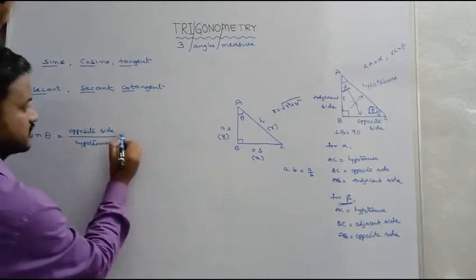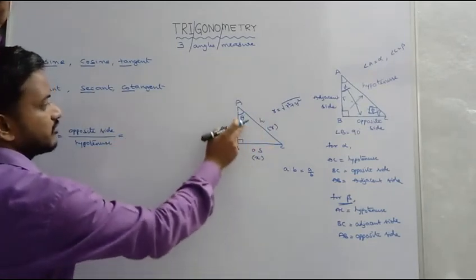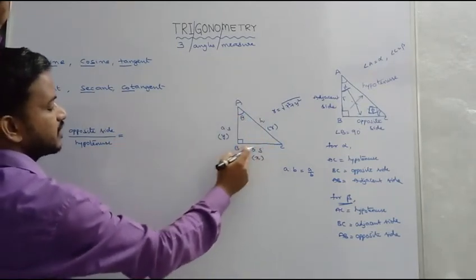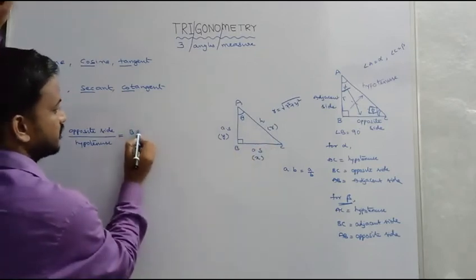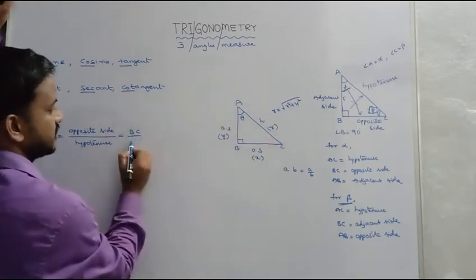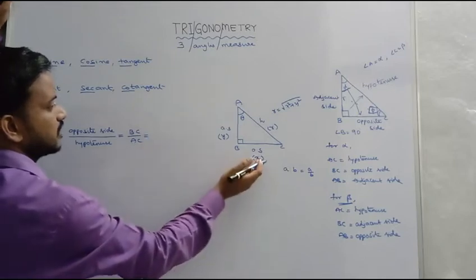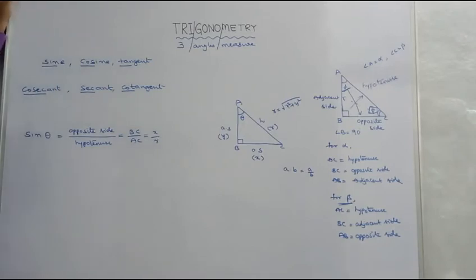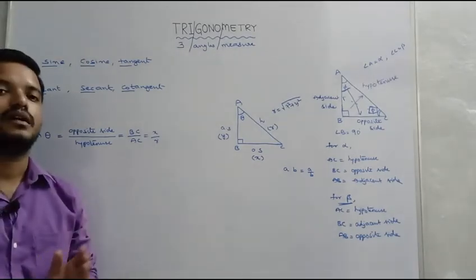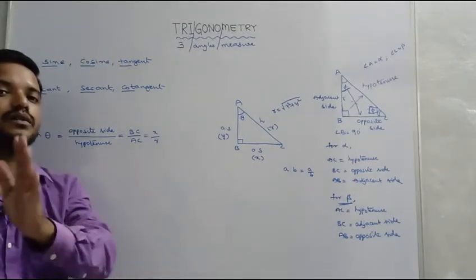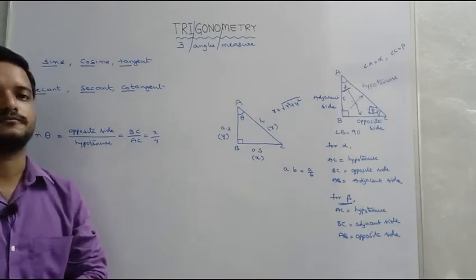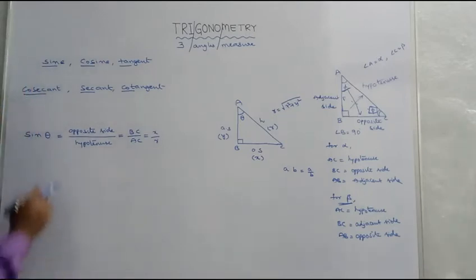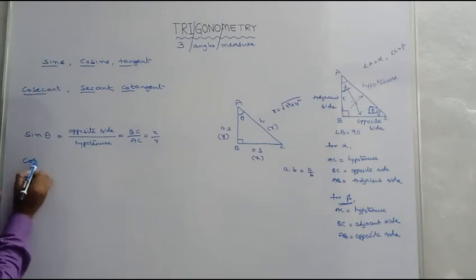In this triangle, for theta, what is the opposite side? Which side becomes opposite? BC. So we can write BC by AC. This can also be written as x by r. X by r is the value of sin theta. Is it clear? Sin theta is the ratio between opposite side to hypotenuse.